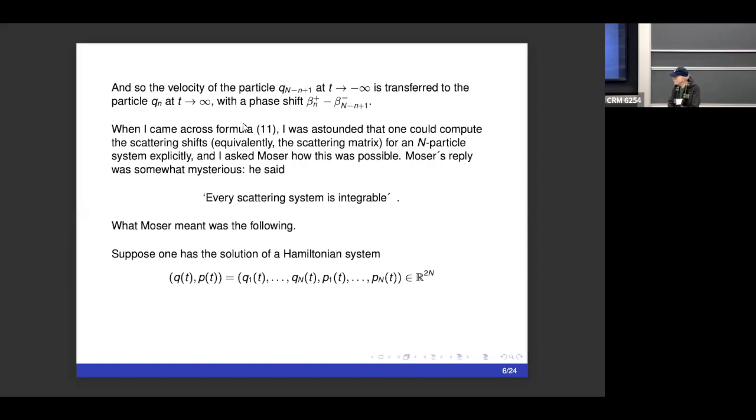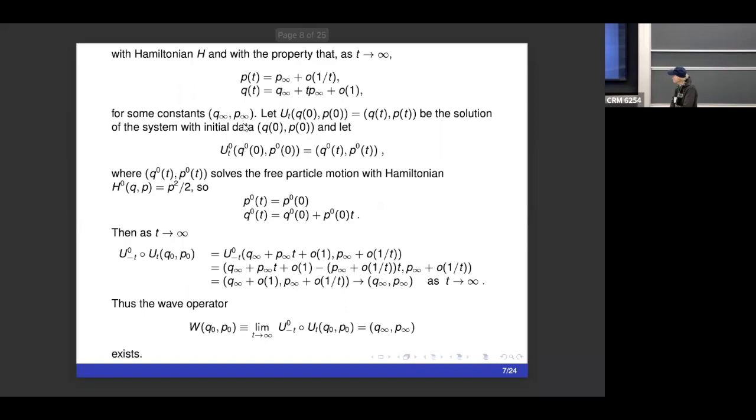And then his answer was somewhat mysterious. He said the following: free scattering system is integrable. It took me some time to understand what he was saying, but suppose we were in R^{2n}, just as we are for the Toda system, the positions are q_t and the momenta are p_t. And you know that under your Hamiltonian, as t goes to infinity, p_t begins to converge to a constant and q_t begins to move linearly in time, for some constants Q infinity and P infinity. So you let U_t of (Q0, P0) be the solution of the system with that initial data. And you let U_t superscript zero with some initial data be the solution of the free particle system. So that's H_0 equals p squared over two. The solution of the free system is written in the middle there.